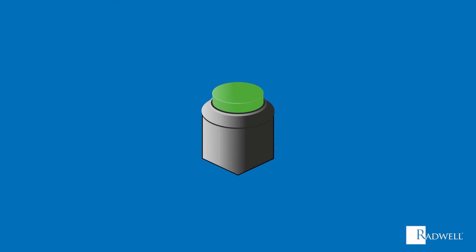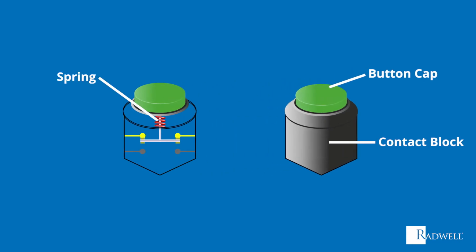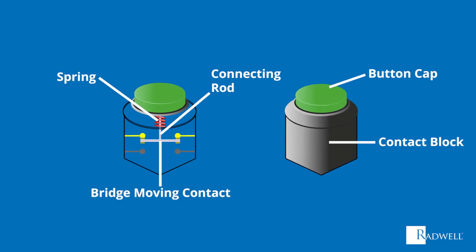First, let's review the main components of a push-button. Typically constructed from plastic or metal, a push-button's main components on the outside are a button cap and a contact block. On the inside is a spring, a connecting rod, a bridge-moving contact, and four terminals.